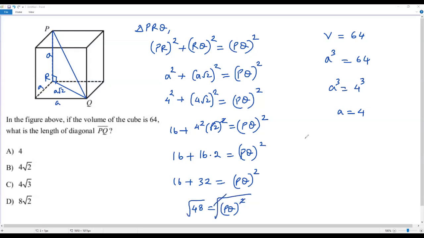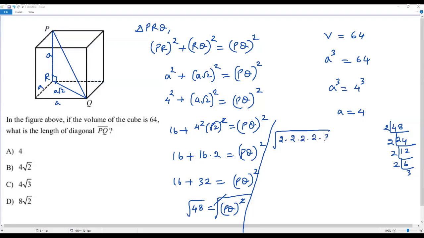Square root and square cancel out. Then I'm getting square root of 48 on the left side. But before that, we can decompose 48 into its prime factors. Let me divide it by 2. Then we get 24. Again, I divide it by 2 because it's an even number. I get 12. Again, I divide it by 2. I'm getting 6. Again, dividing by 2, I'm getting 3. So this 48 can be written as 2 times 2 times 2 times 2 times 3, equals, on the other side we just have PQ.